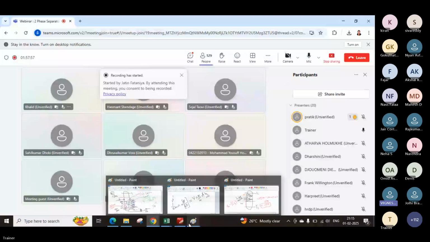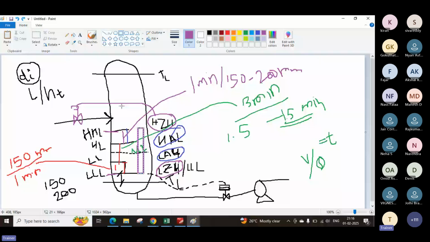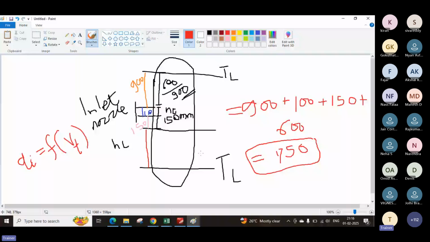No doubt, sir. Okay. So what we are doing is estimating the ID by using the terminal velocity. However, we are using the residence time to estimate the high liquid level from the tan line. Then we know the minimum distance we require between the inlet nozzle bottom part and the high liquid level, that is this distance. Then the nozzle is obviously part of the height, so that will be added.